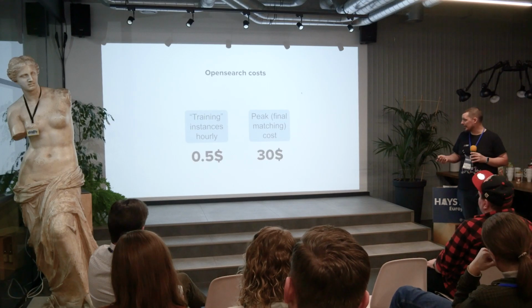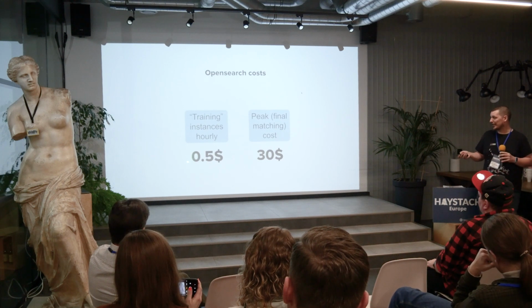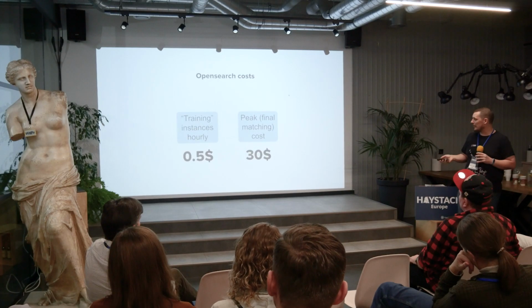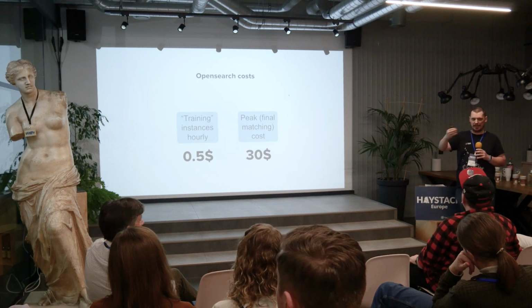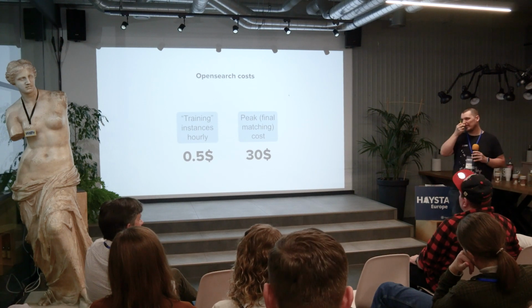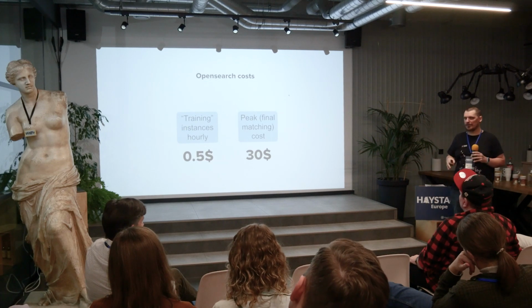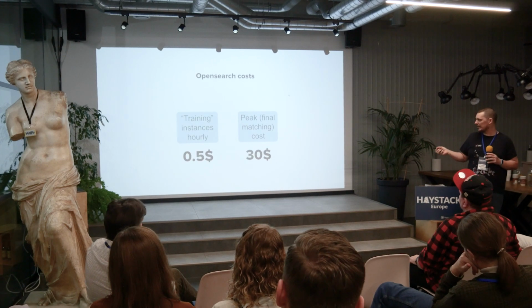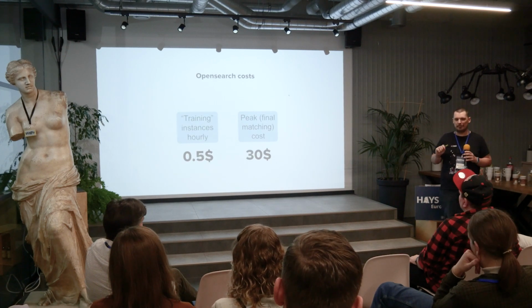Whereas in case of OpenSearch, the hourly cost of training instances is like 50 cents. So in general, obviously I don't mean training, I mean indexing in this case, we could index in 2 hours, so it's $1. And in peak, when we did the whole process of matching questions, it took around, I don't remember the actual hours, but it costs around $30. So that's probably about 3,000 at least. That's about $30. So a bit cheaper.